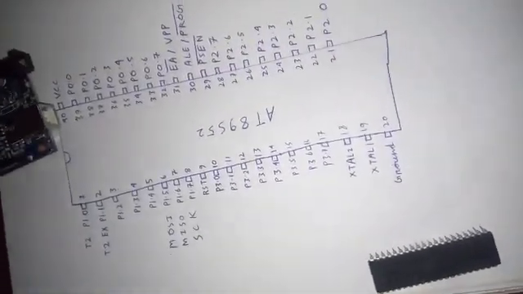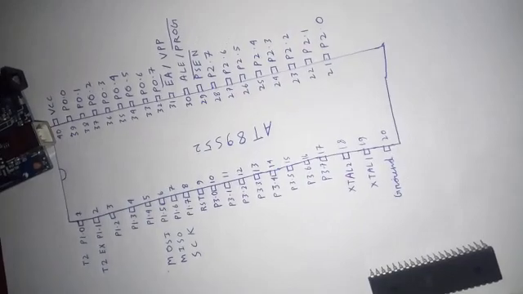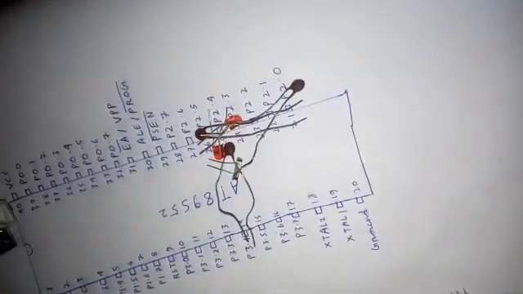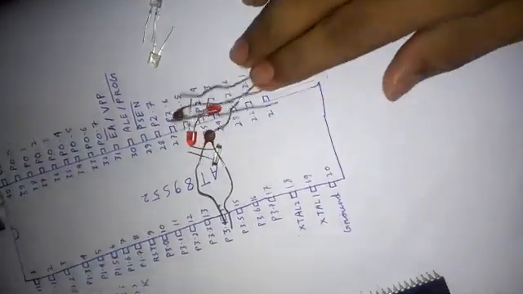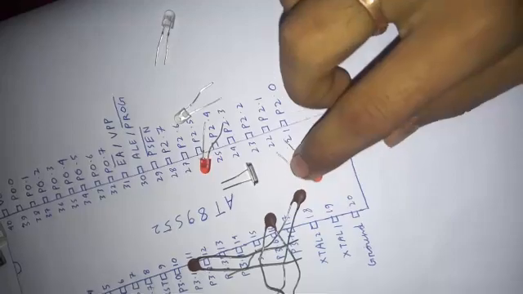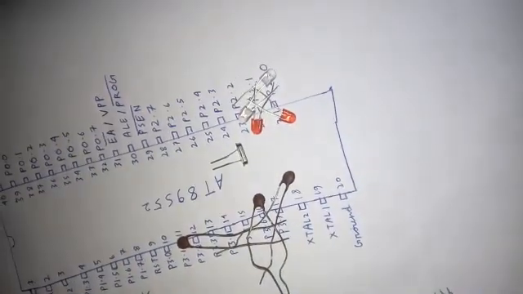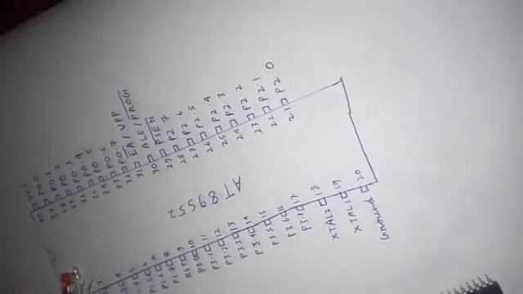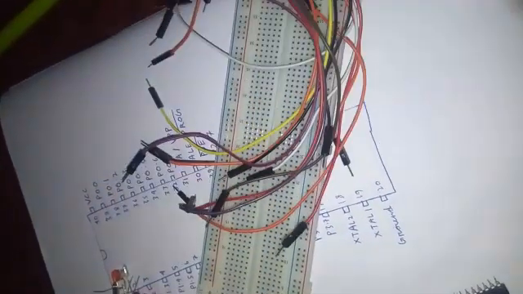Now next we need also some components like these capacitors, then crystal oscillator and some LEDs. We also need breadboard and some jumper wires.